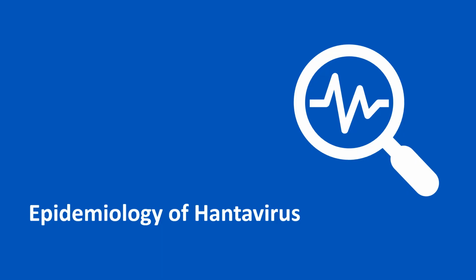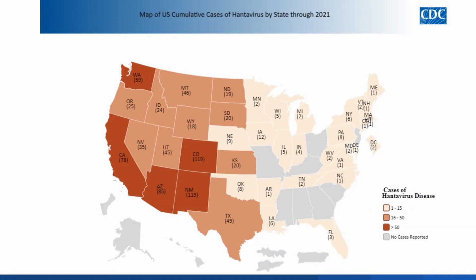I will now talk about the epidemiology of hantavirus. This is a map of all the hantavirus pulmonary syndrome cases by state since 1993. As of the end of 2021, approximately 850 cases in 41 states have been reported. The highest incidence of hantavirus is in the western United States, particularly in New Mexico, Colorado, Arizona, and California. These 4 states account for almost half of the total cases reported in the U.S.